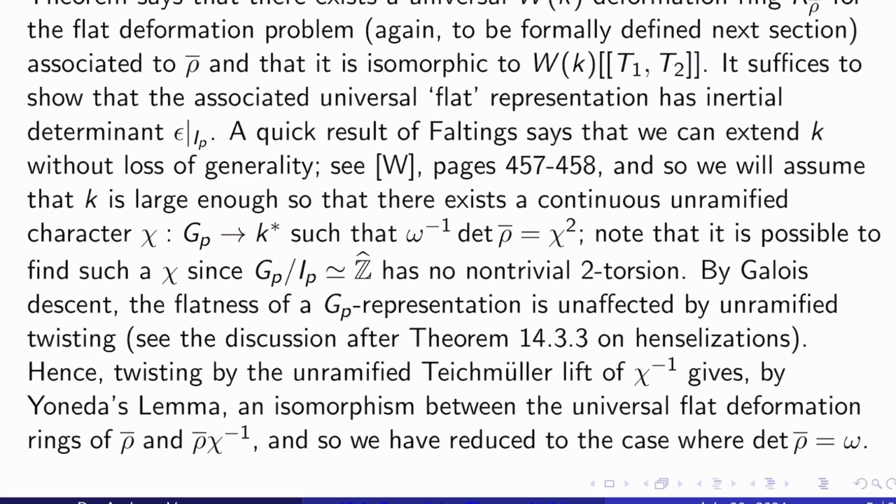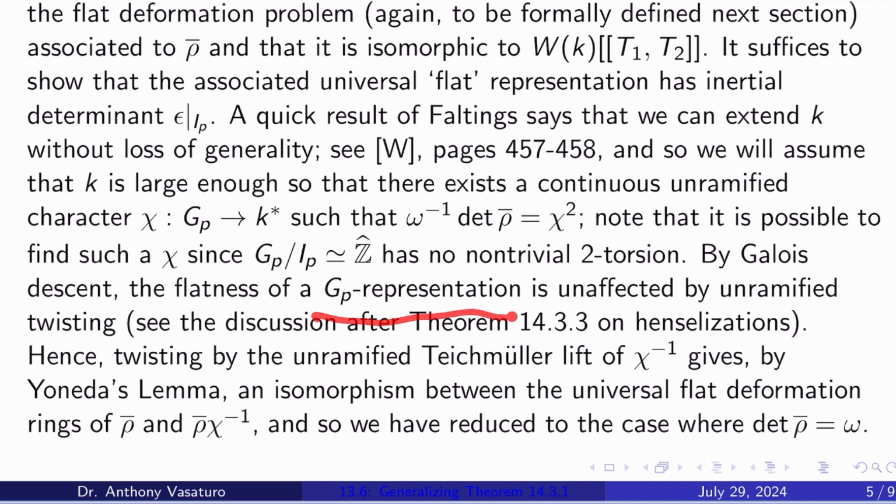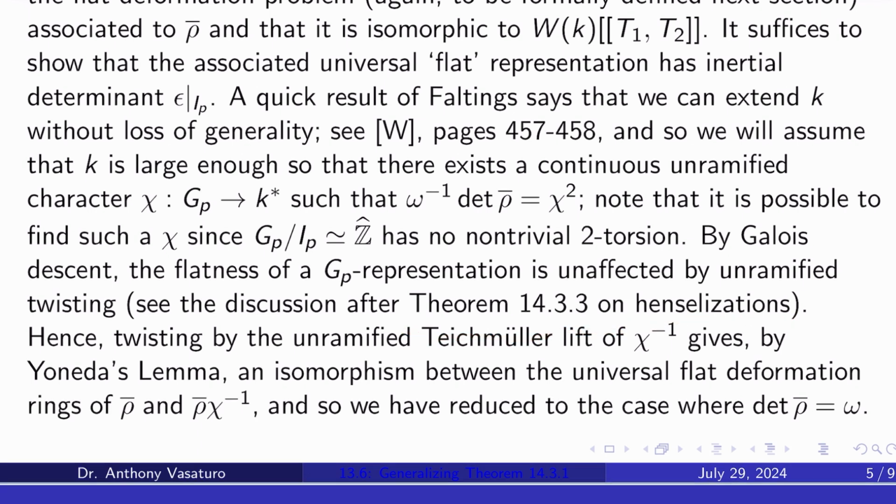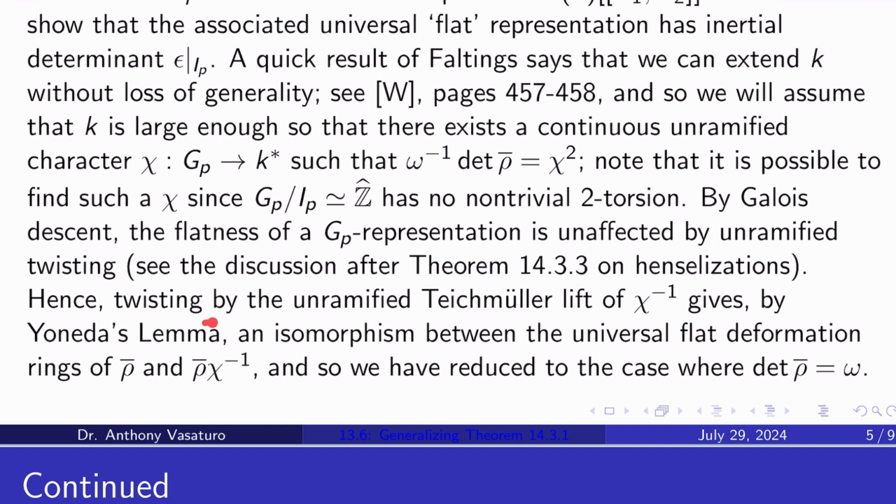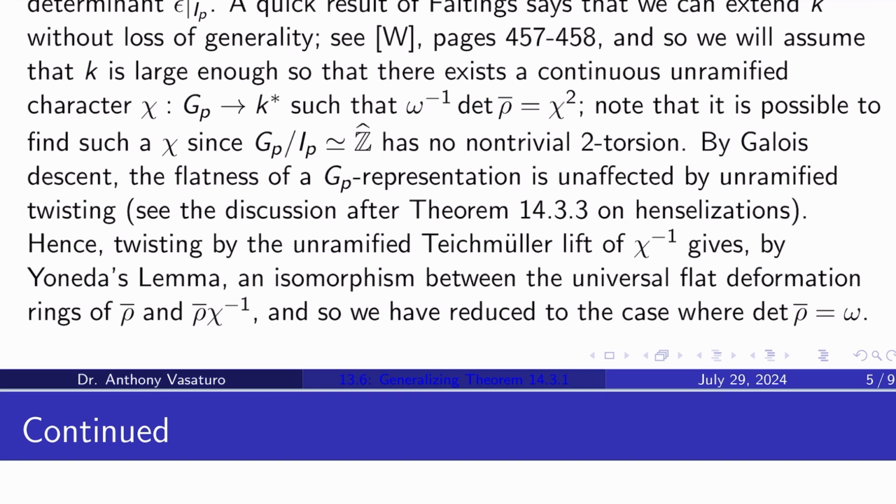Okay, by the theory of Galois descent, the flatness of a G_P representation is unaffected by unramified twisting. You can see, for example, the discussion we had after Theorem 14.3.3 on Henselization for this. So twisting by the unramified Teichmuller lift of chi inverse gives, by Yoneda's lemma, an isomorphism between the universal flat deformation rings of rho bar and rho bar chi inverse. So they're the same rings up to isomorphism. And so this allows me to reduce to the case where the determinant of rho bar is omega.